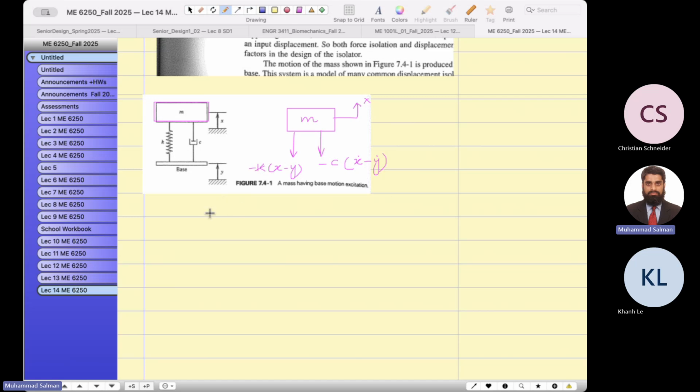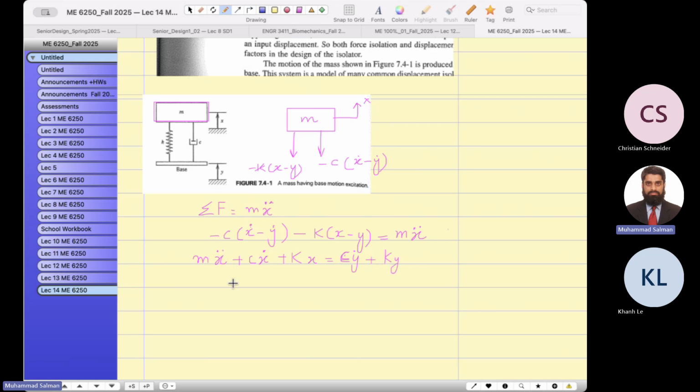Then you apply Newton's second law: all the forces are equal to mass times acceleration. This is the acceleration, and this is force number one. Let's write down the force with the damper, c (x dot minus y dot), minus k (x minus y). If I bring x to the left hand side, you will see m x double dot plus c x dot plus k x on the left hand side, and the right hand side would be c y dot plus k y, since the negative becomes positive.